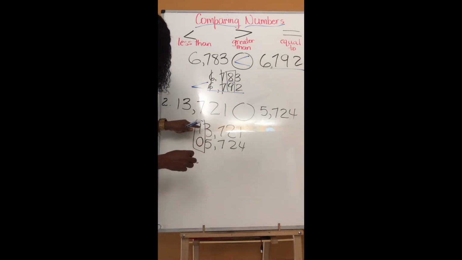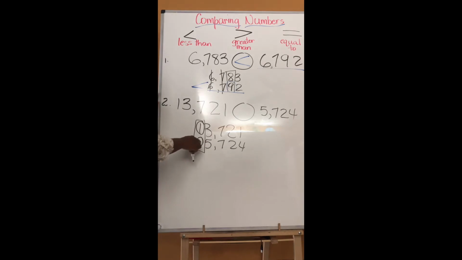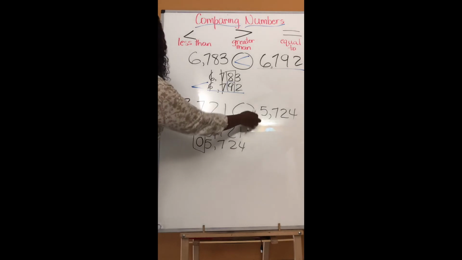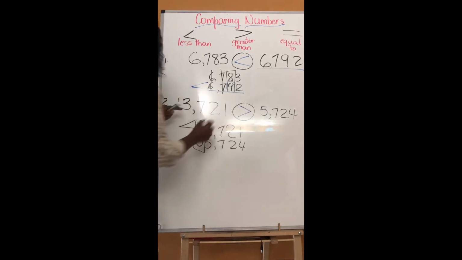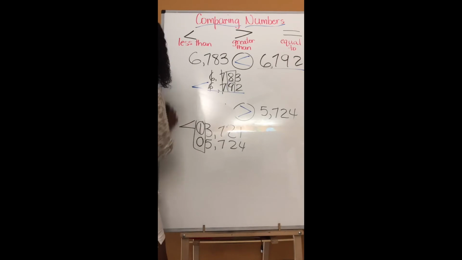This is 1, this is 0. They are different, so I can stop there. It means that 1 is greater than 0, so the shark will open its mouth to the 1. So 13,721 is greater, so the shark is going to open its mouth to that number. Get it? Good. Last one.